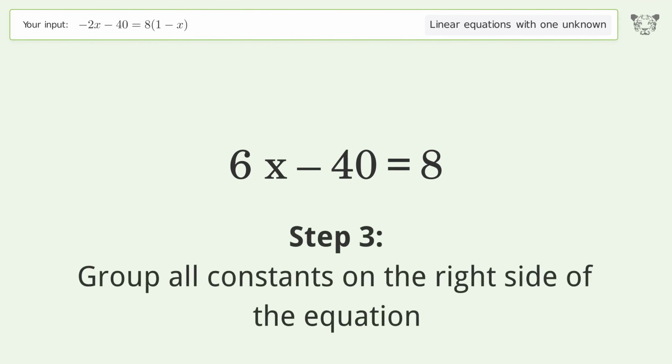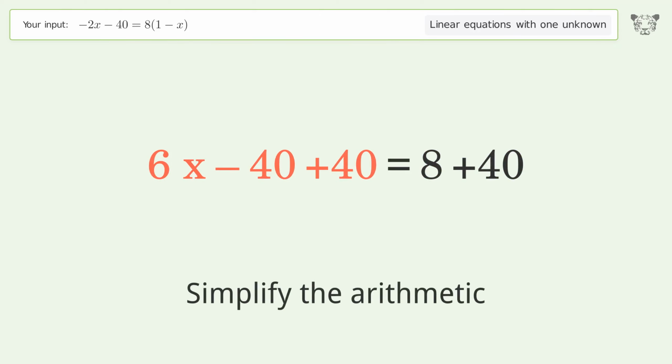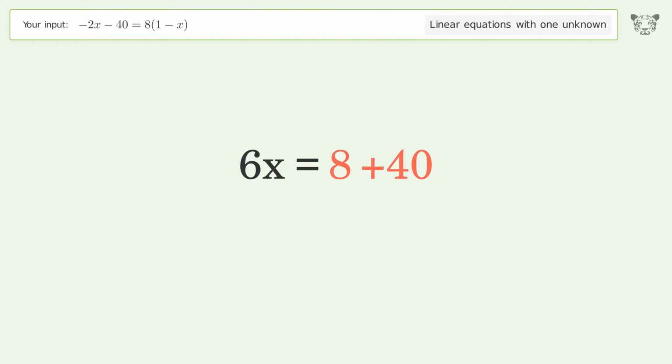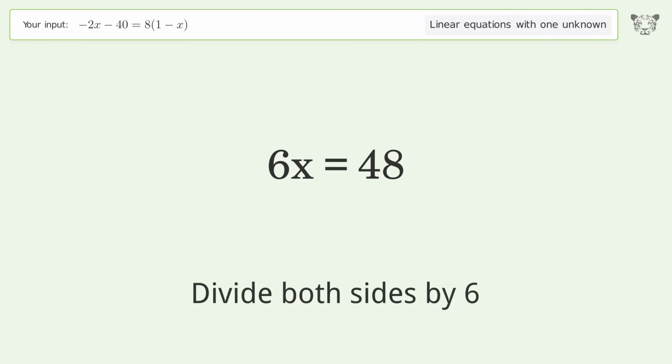Group all constants on the right side of the equation. Add 40 to both sides. Simplify the arithmetic. Isolate the x. Divide both sides by 6.